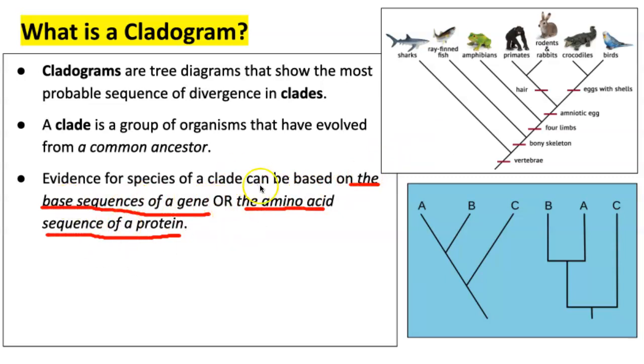So let's just go way back to Unit 2 and recall the central dogma, where we take DNA and transcribe it to RNA and then translate RNA into protein or amino acids. So the base sequence of a gene is going to be made up of those A's, T's, C's, and G's. Hopefully you remember that, right?